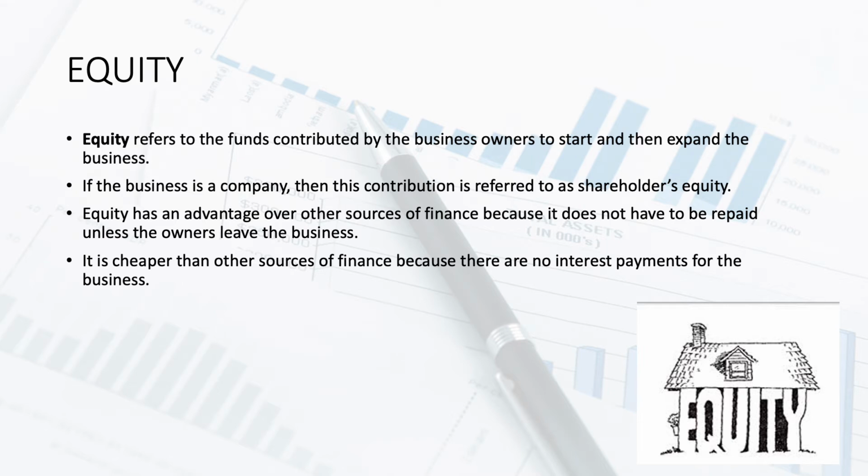So we talk about equity, which is the funds contributed by the business owners to start and then expand the business. So if they start with their own money, they've put their own money into the business, they've saved up, and they haven't actually borrowed anything. This is referred to as equity. The great advantage of this is because it doesn't have to actually be repaid because the owner has put it in themselves, and it's obviously cheaper than any other source of finance because they're not paying any interest on that particular money.